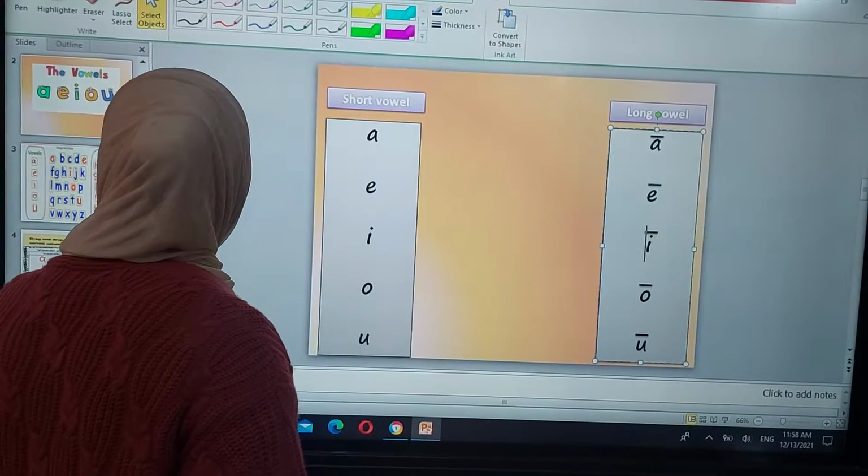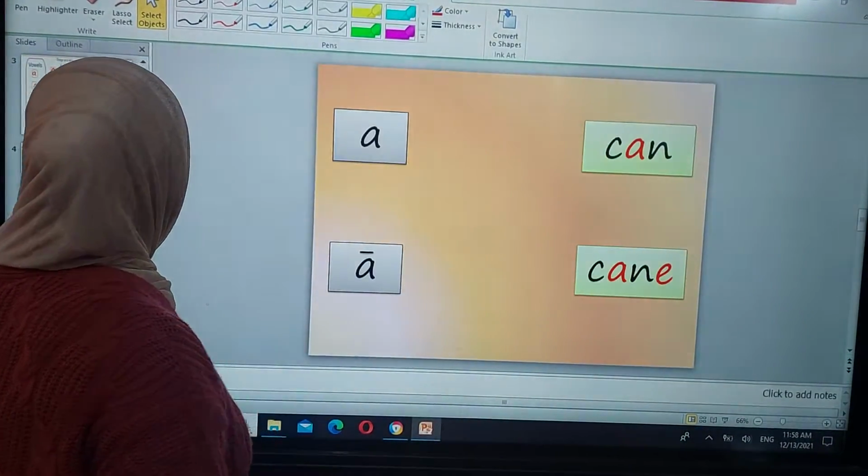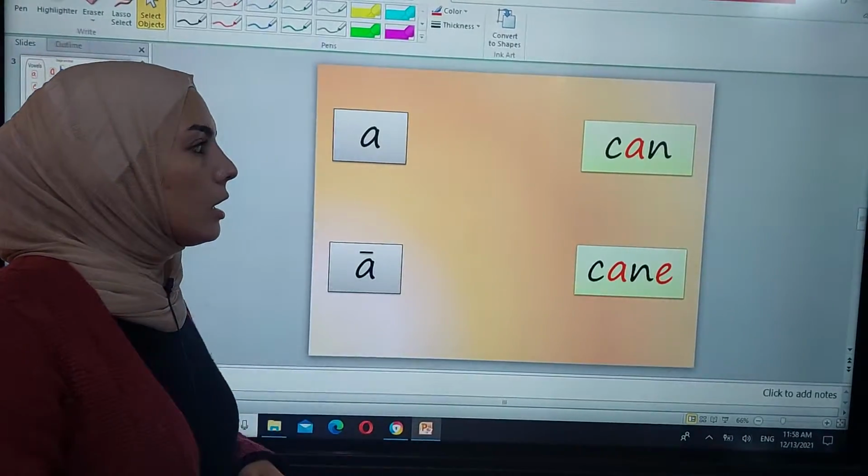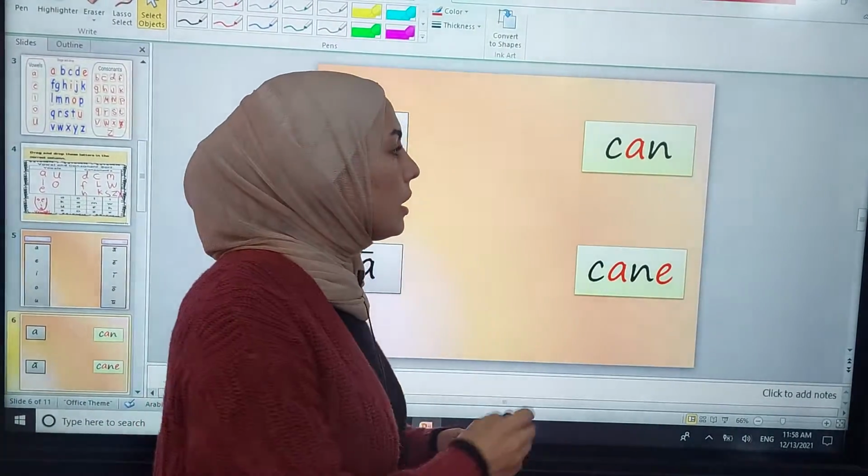Let's take some examples here. For example, we start with letter A. This is short A. Let's try to spell this word. Here we have K.